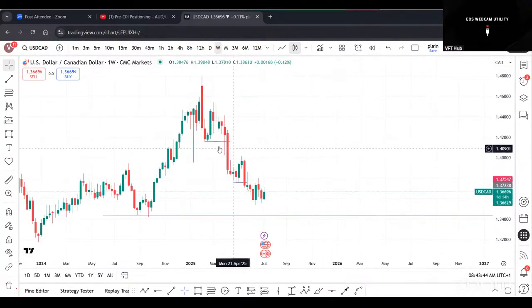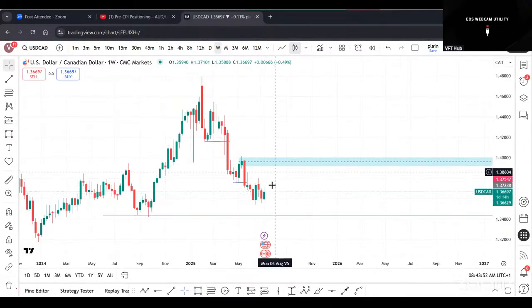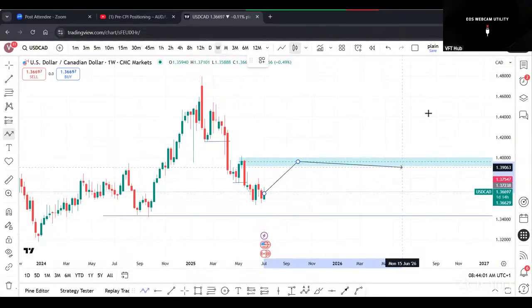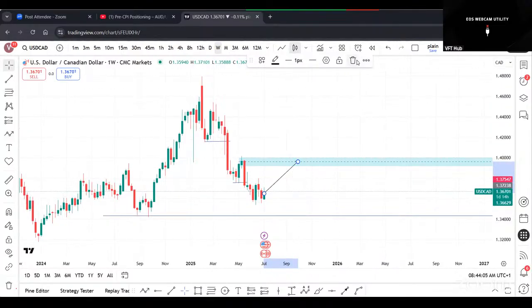But looking at this now, where we had the first change of character and the confirmatory break of structure, this is what I'll be marking out, to see, is price going to buy back into this zone? Is it going to be something like this, and then break to take out the structure points if the sell is going to hold, or are we going to buy breakout through this and continue respecting our overall market structure?